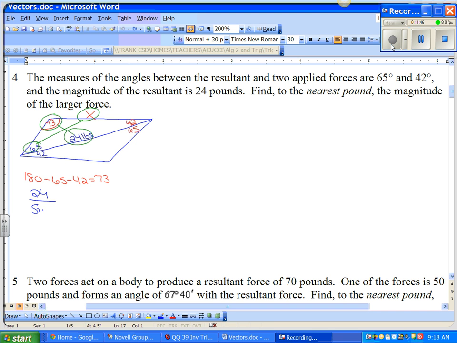Awesome. How many of you set it up that way? Stephen, how did you set yours up? You put the sines on top. Is that okay? Sure, absolutely. All right, now what? So 24 times sine of 65 equals x times sine of 73. Divided by sine of 73. And we put that in our calculator, and we get x to be approximately what? 23 pounds.